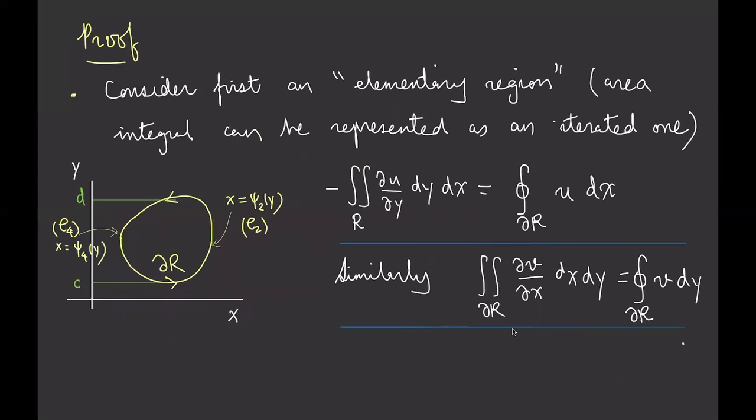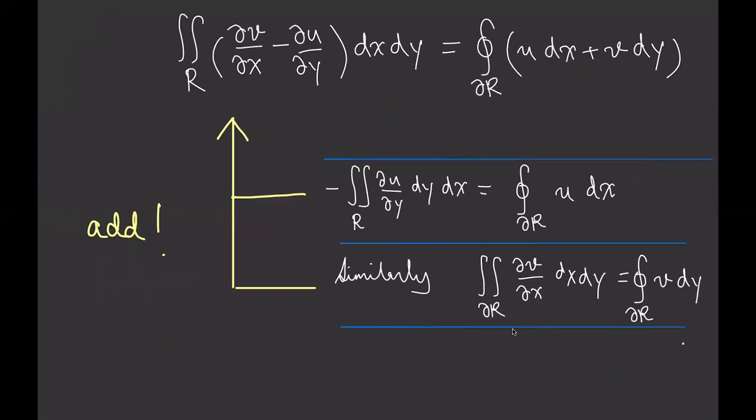Lots of little errors in this. So this is integral over R, not dr. If I add these two things together, I realize that the left-hand sides are both integrals over exactly the same quantity. It's over the region R. They're both dx dy and dy dx. They're identical to each other. That's just dA. So if I add this together, I get this. So it's just dv by dx minus du by dy, dx dy.